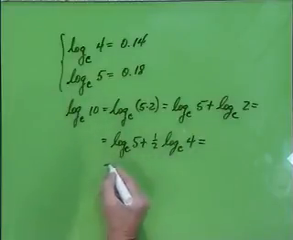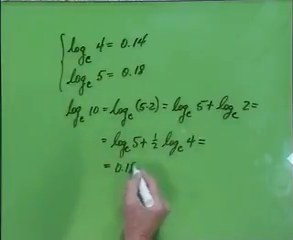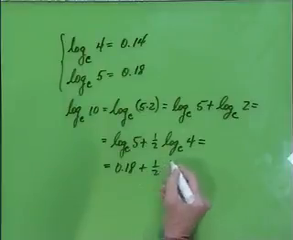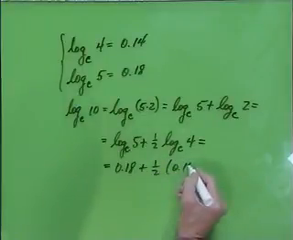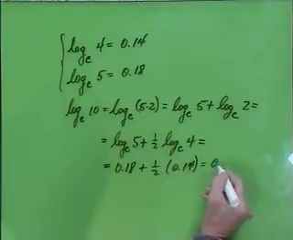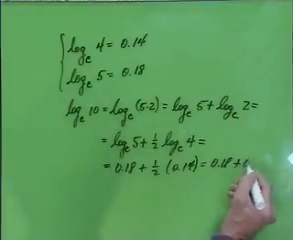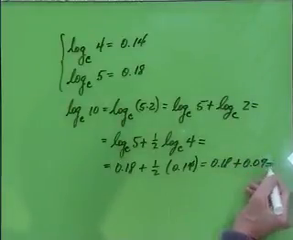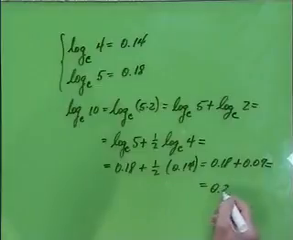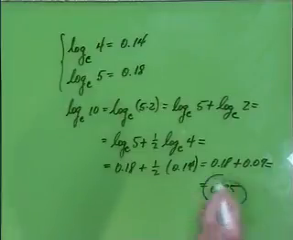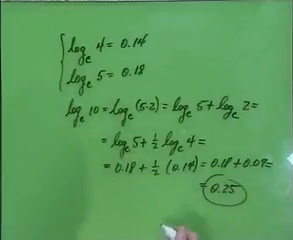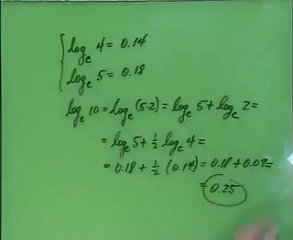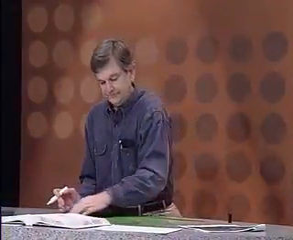Now, we know all these numbers. This is 0.18, and this is 1/2 of 0.14. So we get 0.18 plus 0.07, and that's 0.25. That's the log base c of 10. Okay, one more like this.